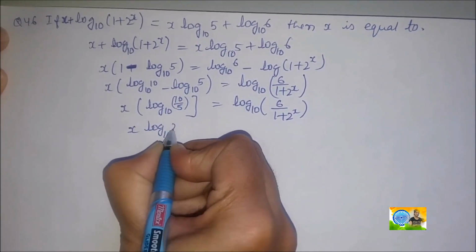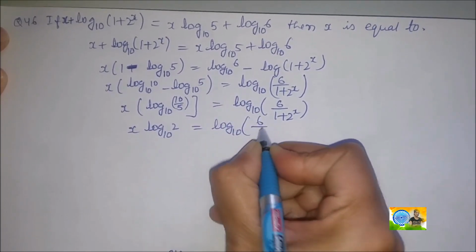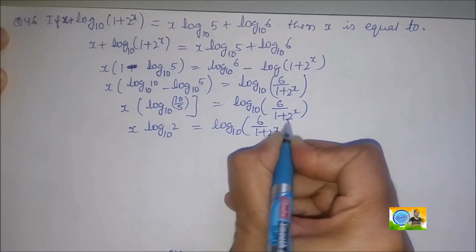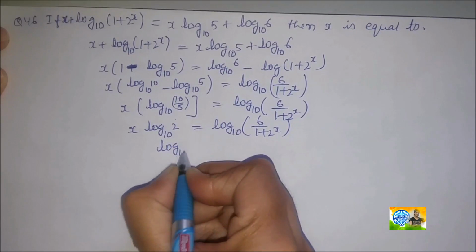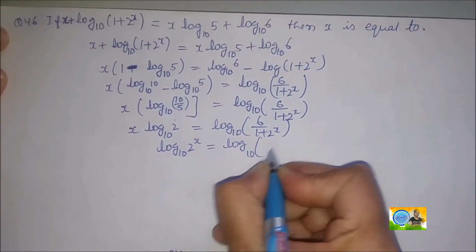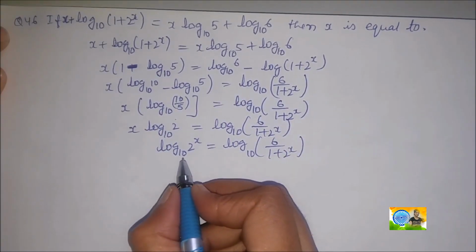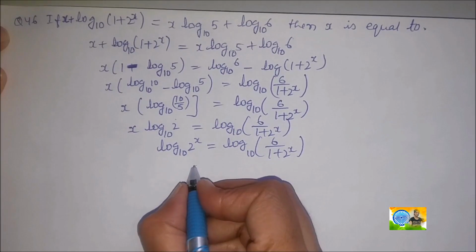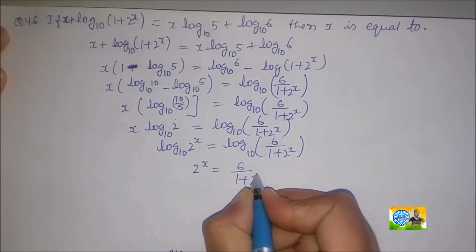This is x log base 10 2, and here we have log base 10 of 6 upon 1 plus 2 power x. This x will go to the power, and this becomes log base 10 2 power x. Here we have log base 10 of 6 upon 1 plus 2 power x, and since log base 10 is on both sides, this can be written as 2 power x is equal to 6 upon 1 plus 2 power x.